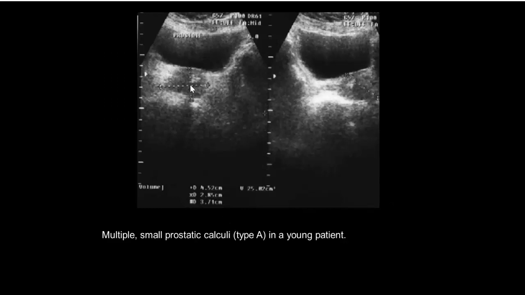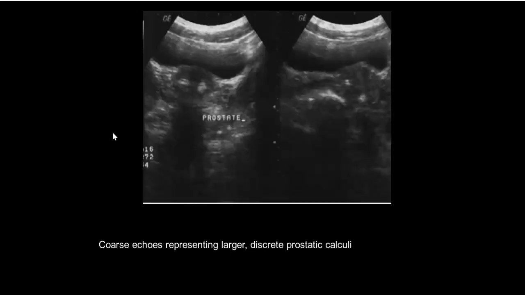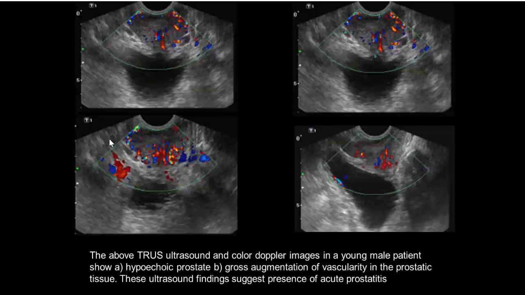Small multiple prostatic calculi, type A, in a young patient. Small multiple prostatic calculi, type A, which is normal aging. Coarse echoes represent large secretory prostatic calculi. Coarse echoes showing secretory prostatic calculi, which are larger.